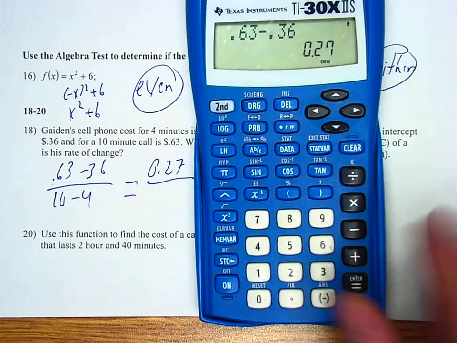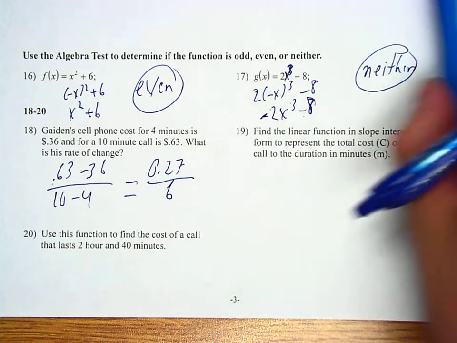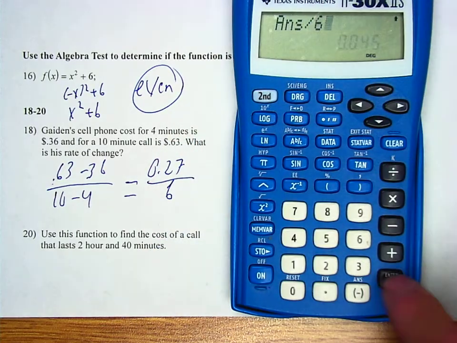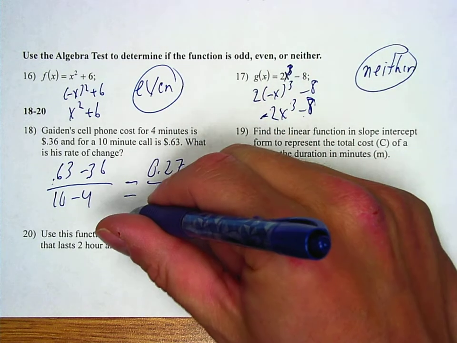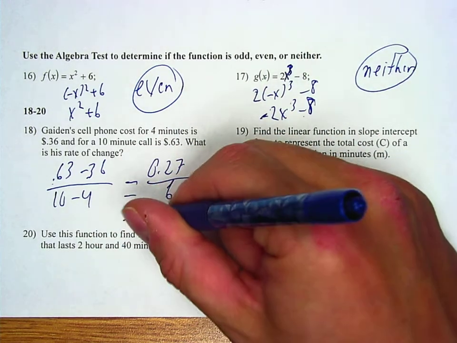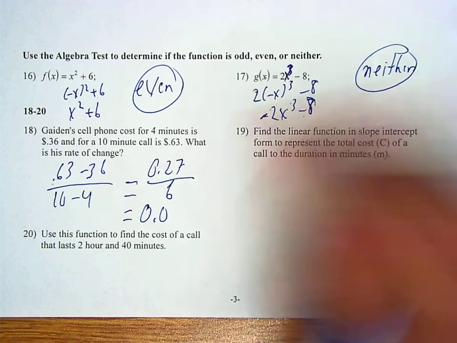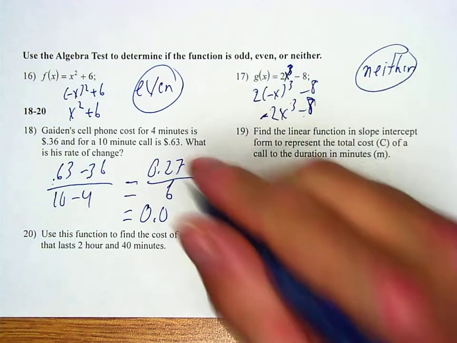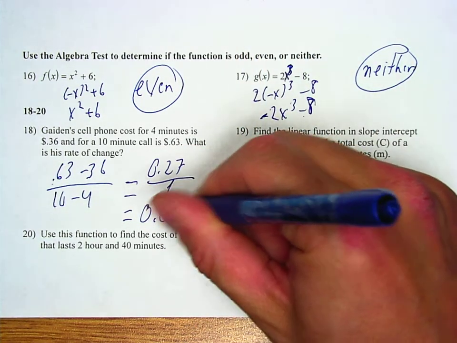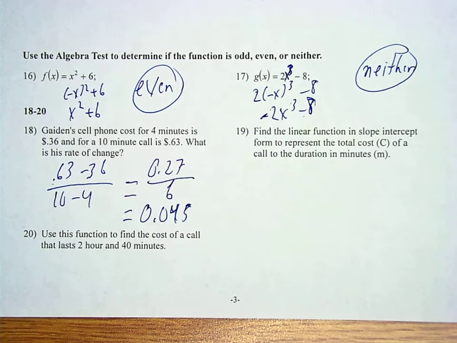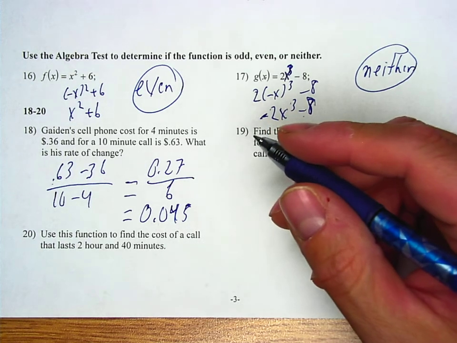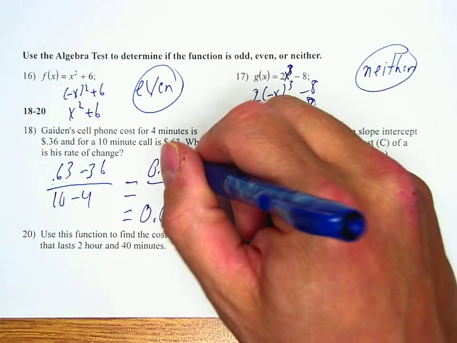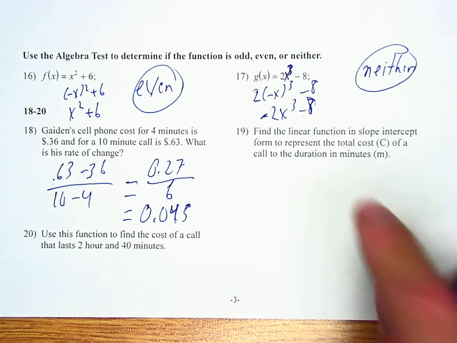And then 10 minus 4 is, of course, 6. So dividing this by 6, that's about 4.5 cents. 0.045. We're not going to round this number, because if we round this number, we're going to end up making some mistakes somewhere. So what is this? 4.5 cents per minute. Because it's price per minute. So now we're going to go to the next function.